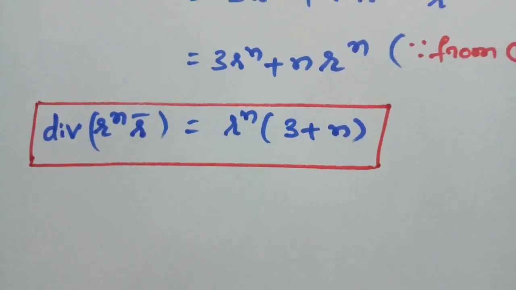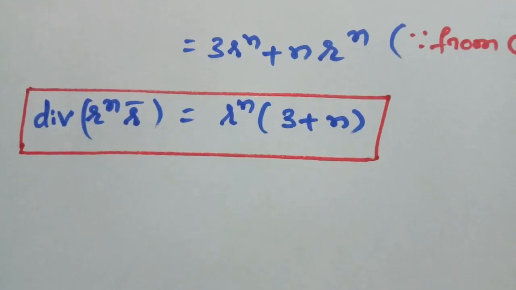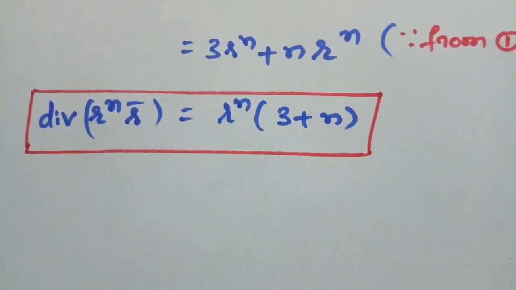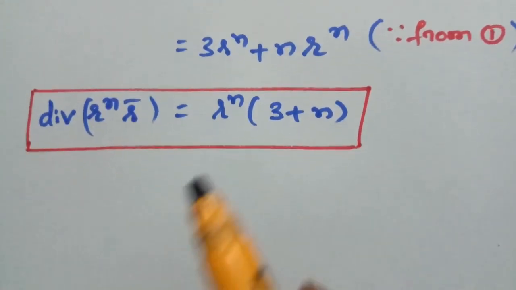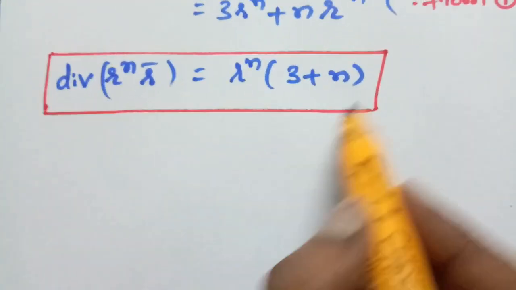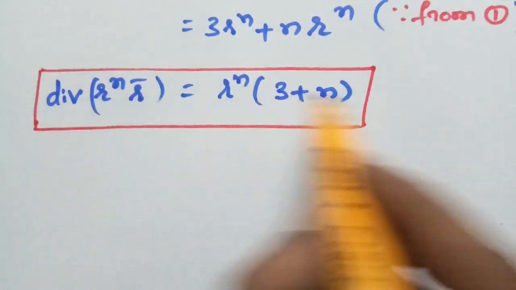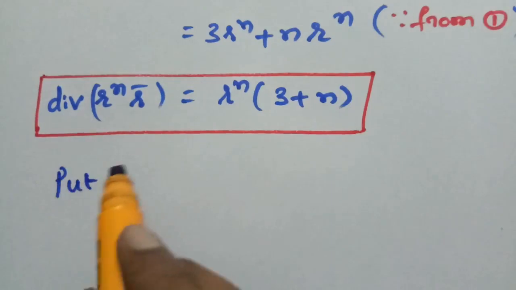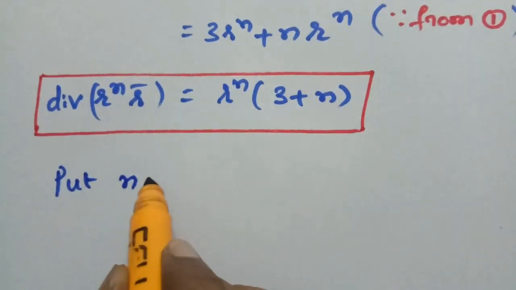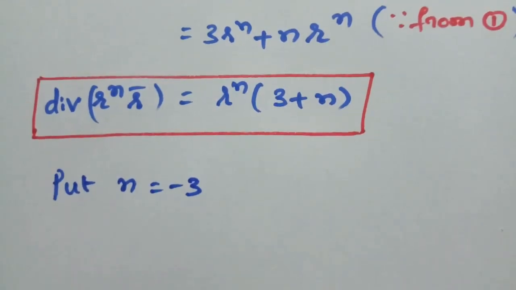And also he asked to show that r bar by r cube is a solenoidal vector. Solenoidal vector means divergence of r bar by r cube is equal to 0. Therefore, for this to become 0, put n equal to minus 3, it will become 0.